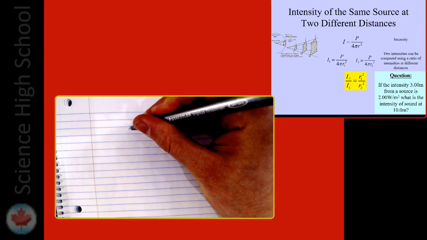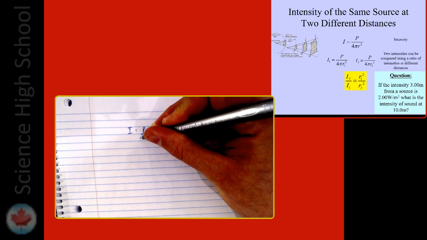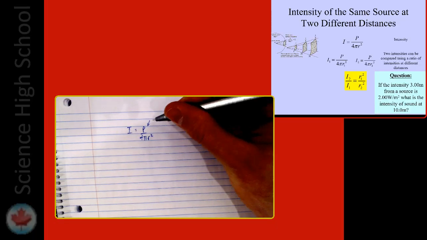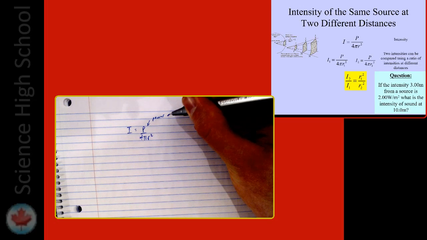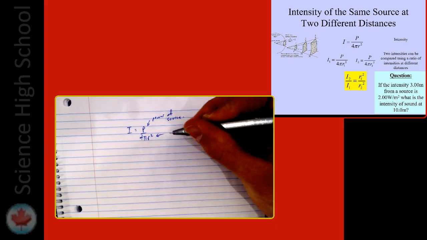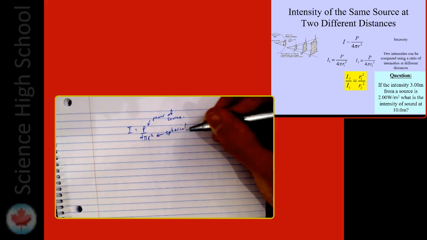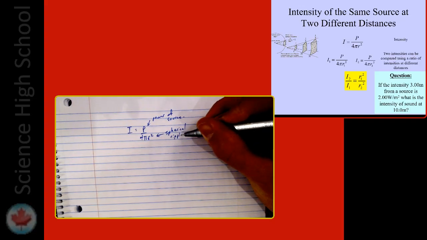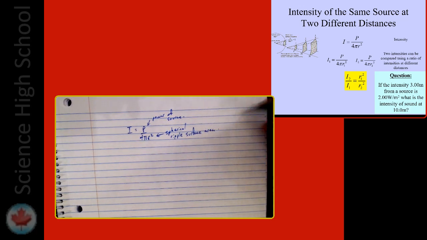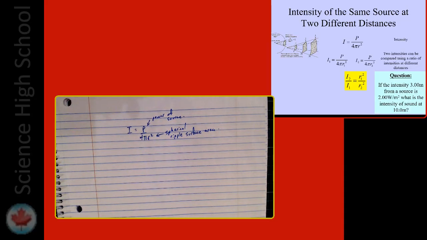And is my camera focused? Yeah, it seems to be. All right, so if I'm saying that intensity is equal to power divided by 4 pi r squared, in other words, power of the source over spherical ripple area, we're talking about how much power there is per meter squared of spherical ripple.